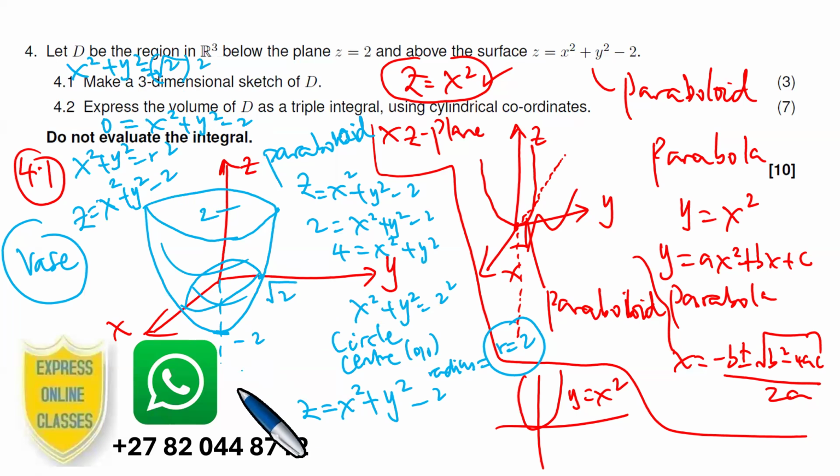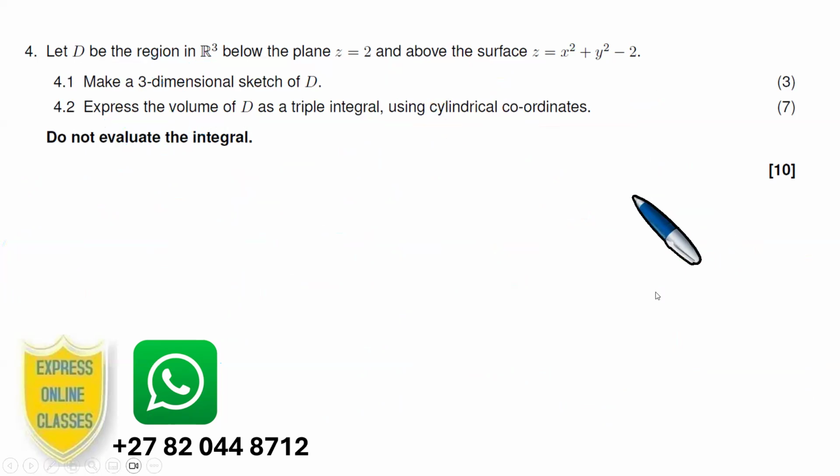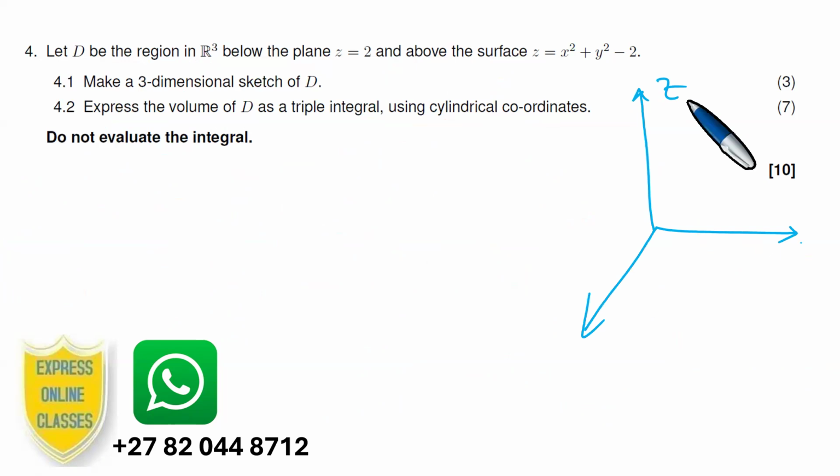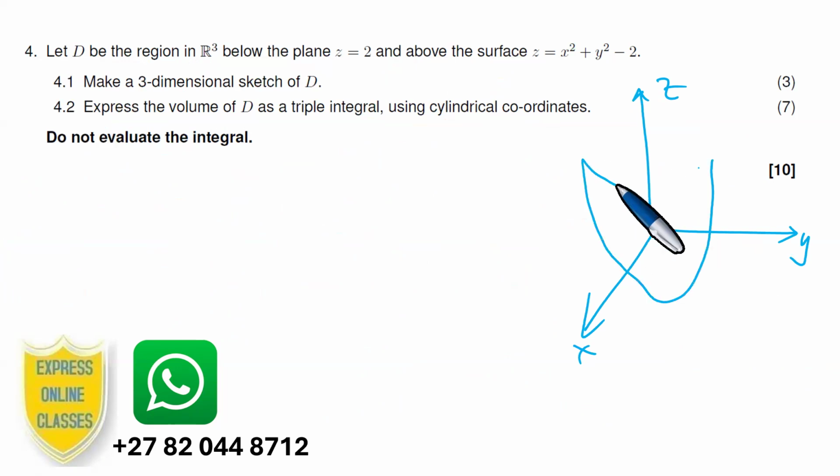And then we proceed to the next question. In the next question, we can express the volume of D as a triple integral using cylindrical coordinates. Let's look at that one. Cylindrical coordinates. Now, cylindrical coordinates focus on the fact that if you have a three-dimensional setup, z, y, x, and then you have this, and then you have minus two, two.